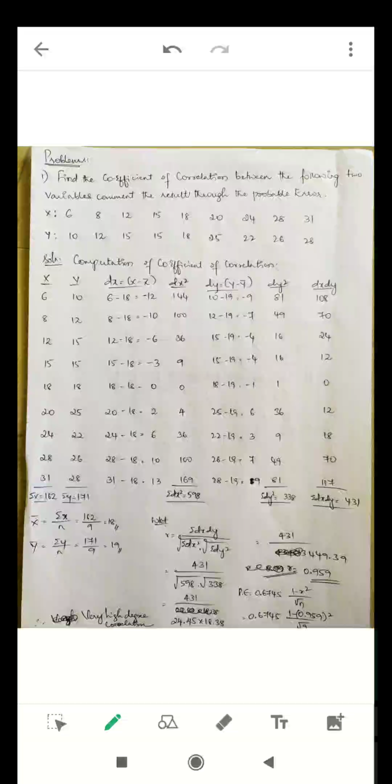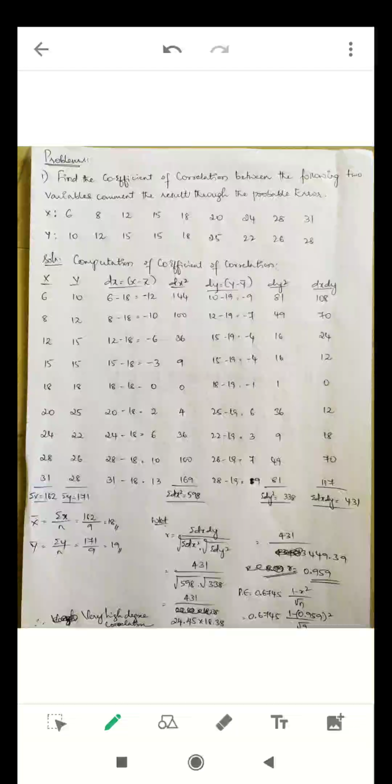Okay, first I will explain the formula. So we have the formula under Pearson's coefficient of correlation. r is equal to summation dx dy divided by square root of summation dx square into square root of summation dy square. Or this formula can be written as r is equal to summation dx dy divided by square root of summation dx square into summation dy square. So if you put the square root for both the summations dx square and dy square, that is also the same. Don't panic here.